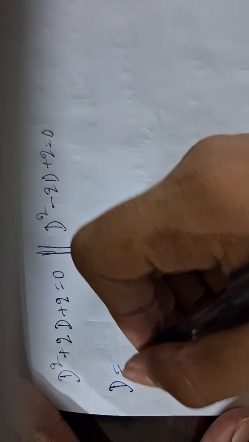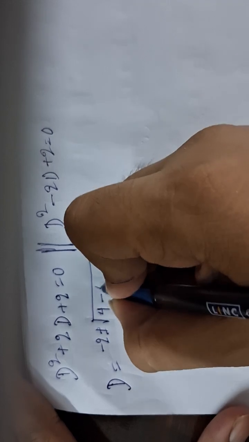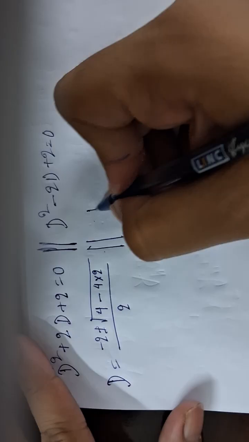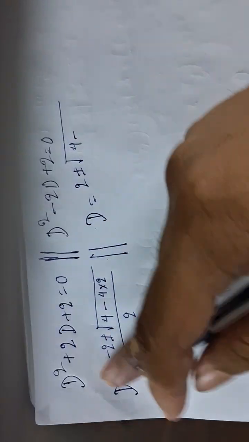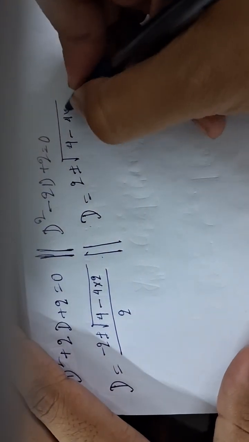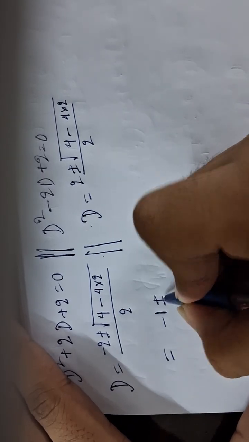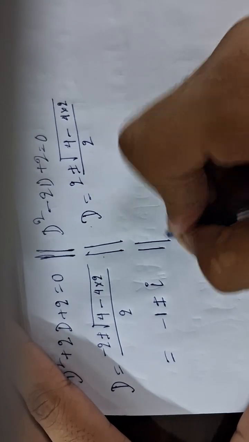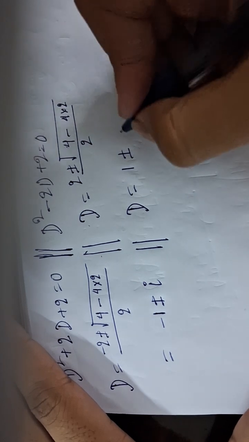If we solve these using Sridhar Acharya's formula, we get minus 2 plus minus root over 2 square minus 4 into 2, divided by 2. Oh, this is a complex number. So D is minus 1 plus minus i, and the other gives D equals 1 plus minus i.